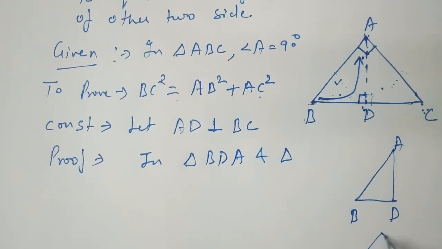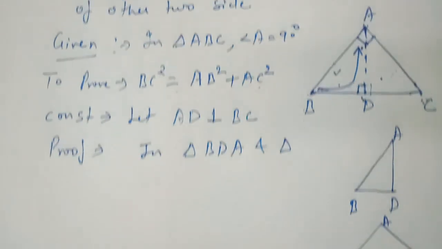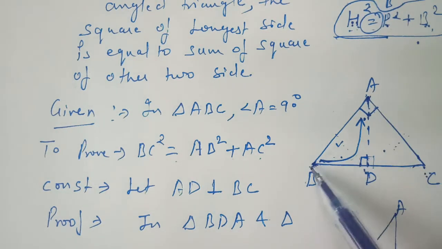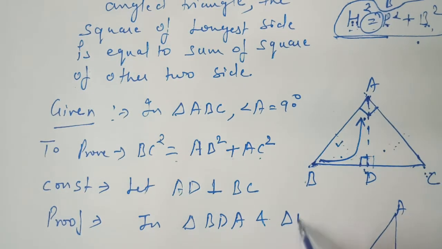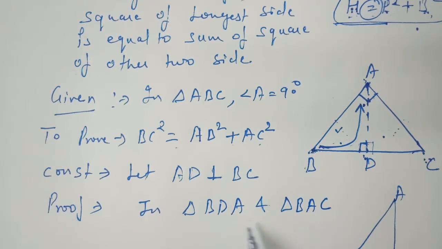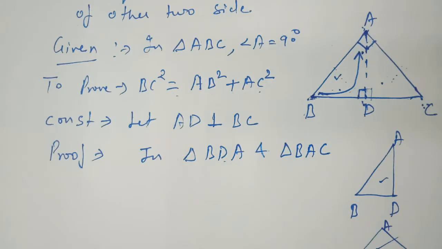Then we take the bigger triangle also, that is BAC. We name the bigger triangle from the point B only, with the 90 degree angle at the center: BAC. Now we have to prove these two triangles similar. For this we have to identify two angles. We are going to use angle similarity, so we just identify two angles which are equal in both of them.